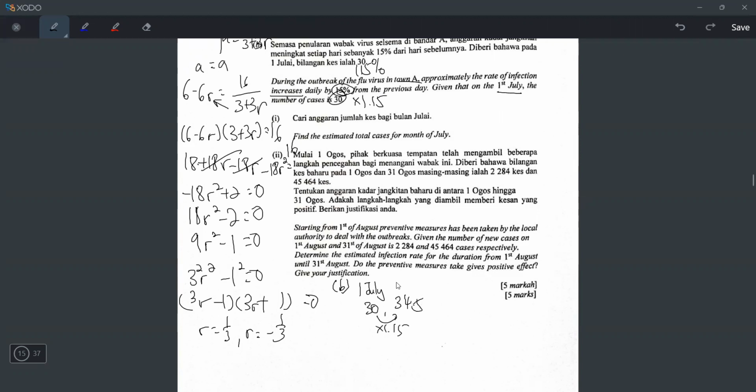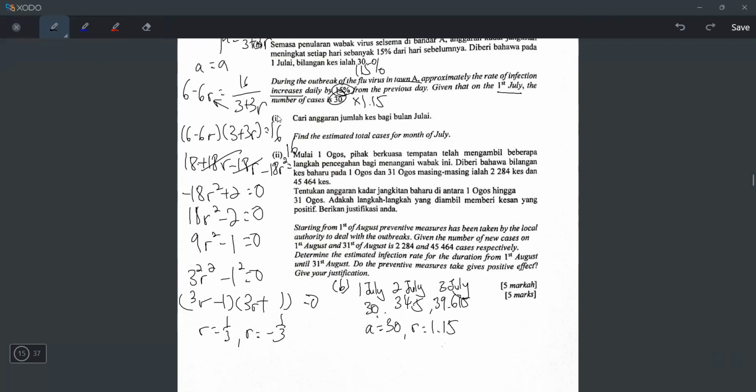34.5 cases on the 2nd July. Okay. And then if I times 1.15 again, it's 39.675. So 39.675 on the 3rd day, on the 3rd July. Okay. So this is a geometric progression, obviously. Okay, because you multiply. So A is 30, R is 1.15.